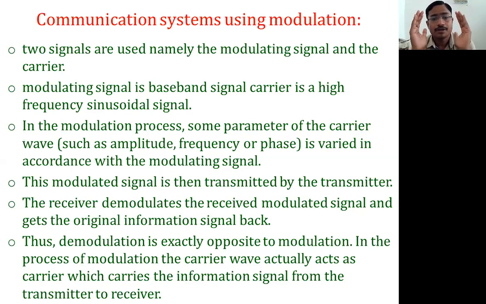Is varied in accordance with the modulating signal. And then this modulated signal is transmitted by the transmitter for long distance. Once it goes a long distance, at the end we'll have a receiver. Receiver will receive the data. Receiver will demodulate the received modulated signal and get the original information.